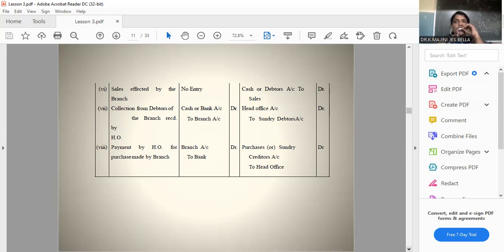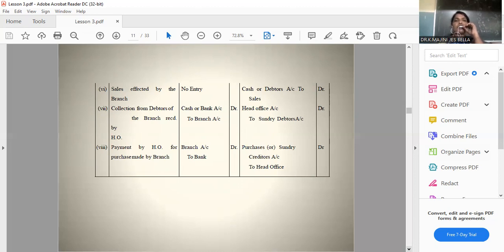Okay. So then the next transaction is collection from debtors of the branch received by head office. What is the journal entry? In the books of head office, cash or bank account debtor to branch account. That is the journal entry for the head office account. But in the case of branch account, head office account debtor to sundry debtors account. This is the journal entry in the books of branch account.